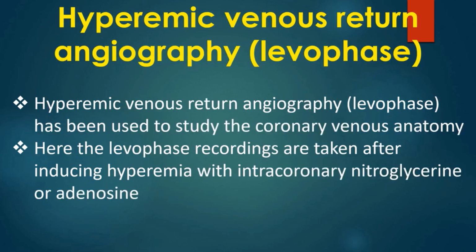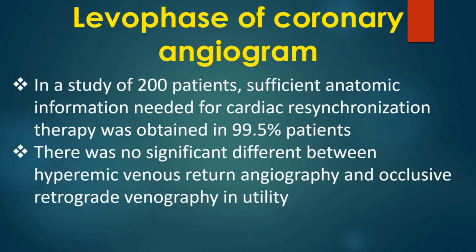Hyperemic venous return angiography has been used to study the coronary venous anatomy. Here the levo phase recordings are taken after inducing hyperemia with intracoronary nitroglycerin or adenosine. In a study of 200 patients, sufficient anatomic information needed for cardiac resynchronization therapy was obtained in 99.5% patients. There was no significant difference between hyperemic venous return angiography and occlusive retrograde venography in utility.